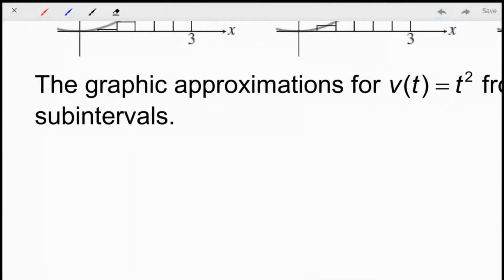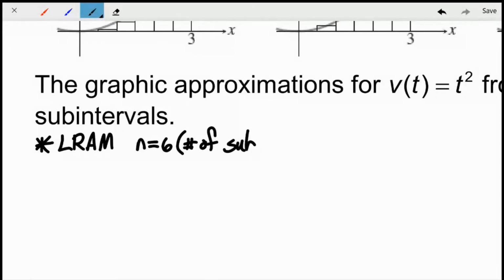So down below here, I'm going to write out my left-hand approximation. We're going to do the left-hand rectangular approximation method with n equal to 6, and that is the number of subintervals. Okay, so when I do this left-hand approximation, here's how I'm going to write it out. First of all, L6 means I'm using a left-hand rectangular approximation with 6 subintervals. And so this is going to approximate the distance that this object has traveled.